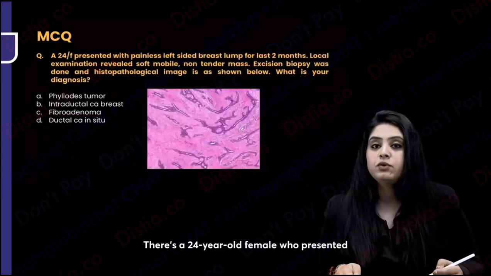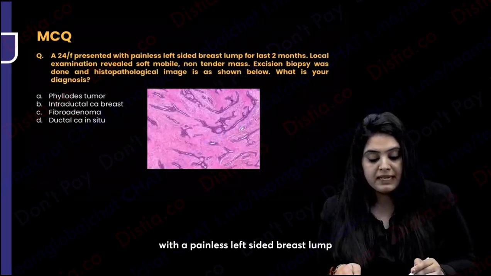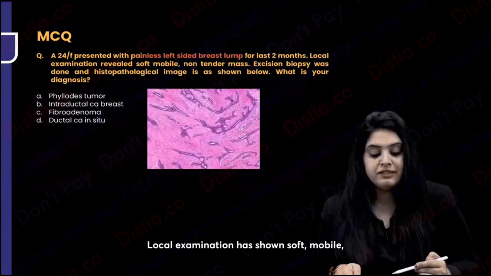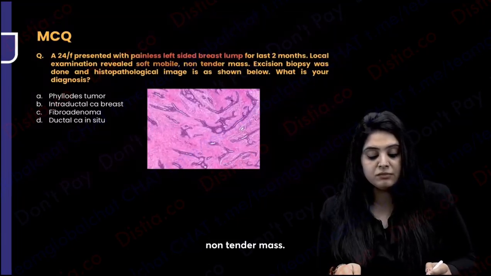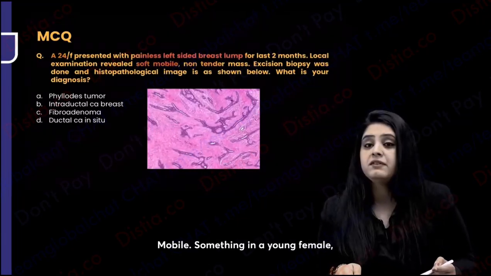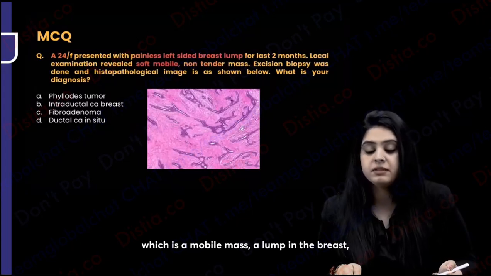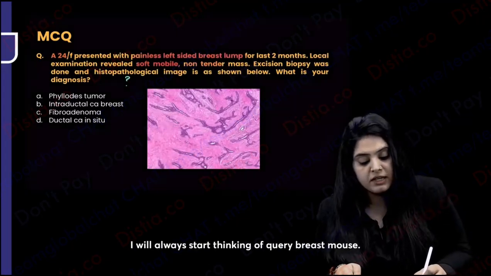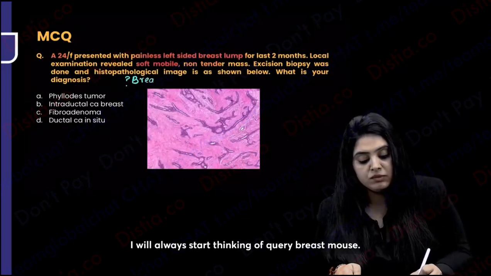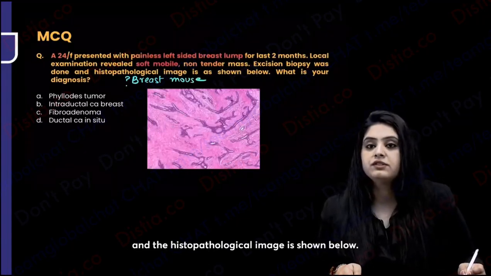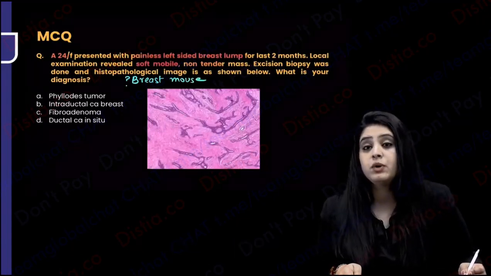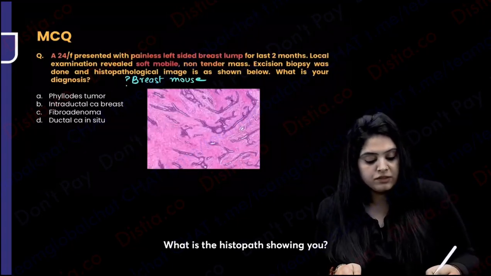There's a 24-year-old female who presented with a painless left-sided breast lump for the last 2 months. Local examination has shown a soft, mobile, non-tender mass. Mobile, something in a young female which is a mobile mass, a lump in the breast. I will always start thinking of breast mouse. Maybe it's a fibroadenoma. Excision biopsy was done and the histopathological image is shown below. What is your diagnosis? What is the histopath showing you?